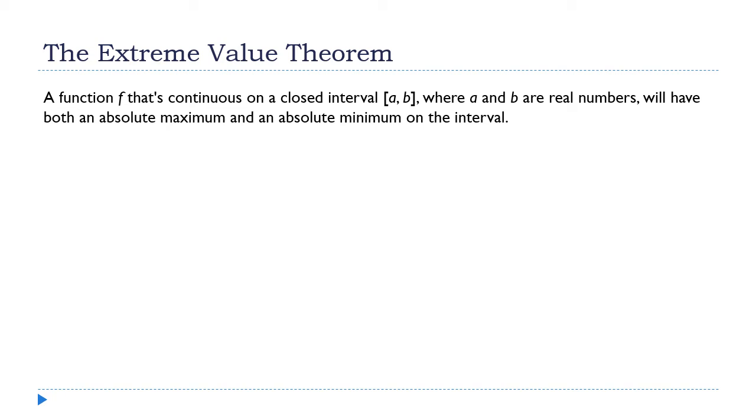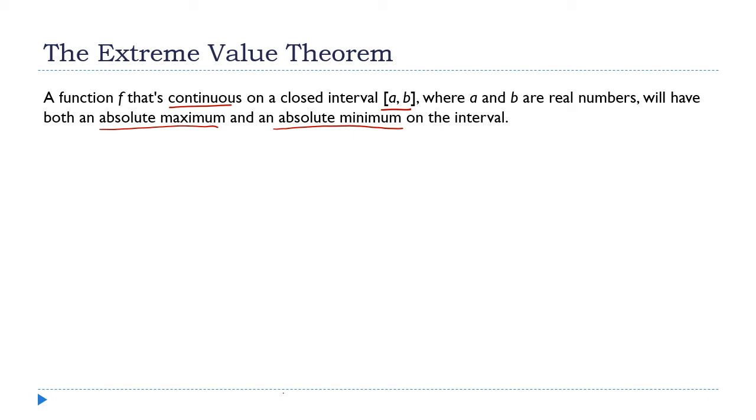If we have a function and it's continuous, right, specifically on a closed interval [a, b], where a and b are numbers. So no fair putting infinity in there for one of those, right? It has to be kind of a bounded interval. Then f will have both an absolute maximum and an absolute minimum on the interval.